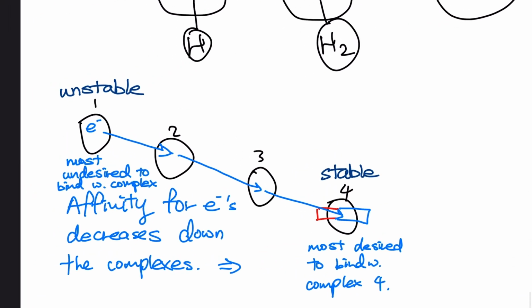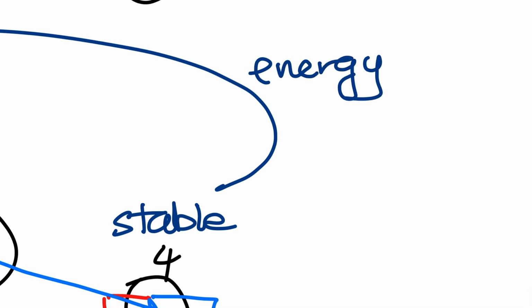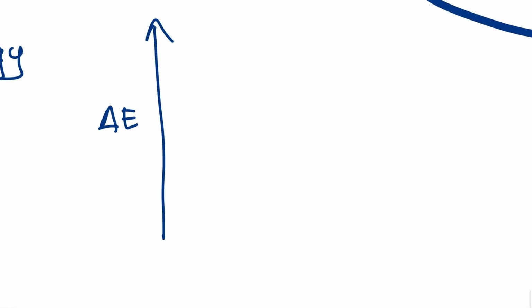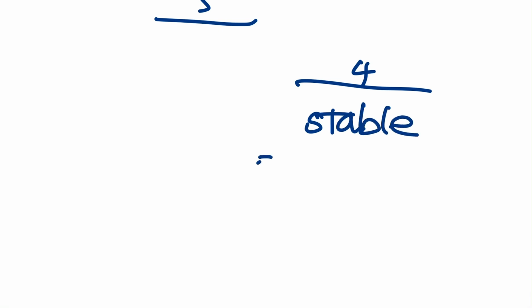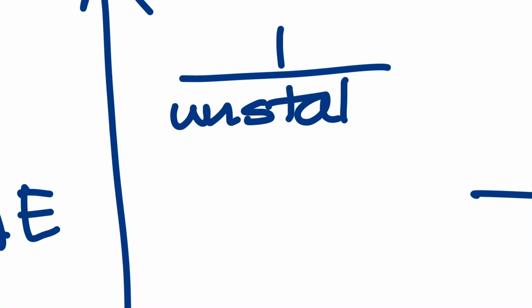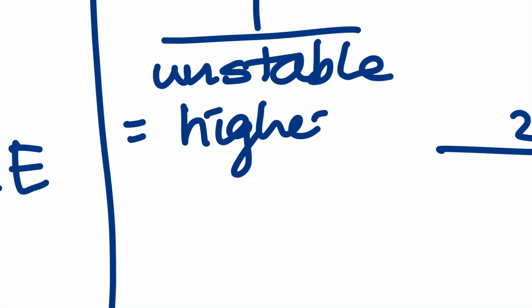And hence, we know that the words unstable and stable refer to energy. It comes back to energy. So I can also draw an energy diagram like this. This is the energy level diagram. Let's say this is complex 1, this is 2, this is 3, this is 4. 4 is the most stable. Stable means lowest energy level. The first one is the most unstable and wants to go to a more stable state. This has the highest energy level.